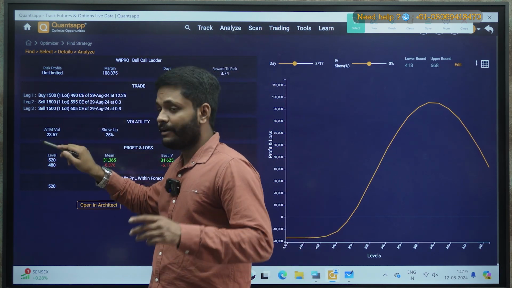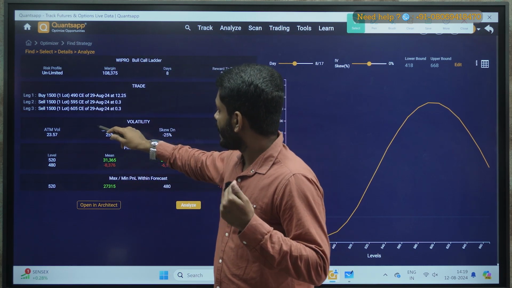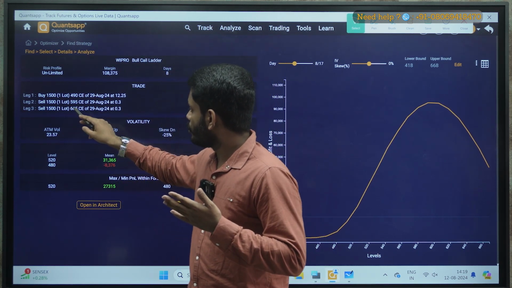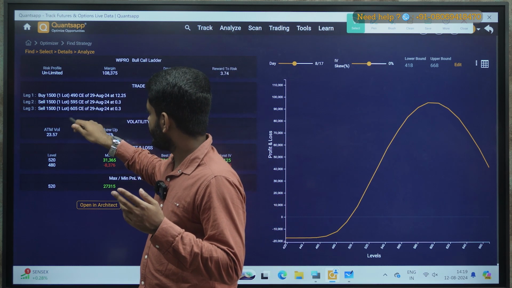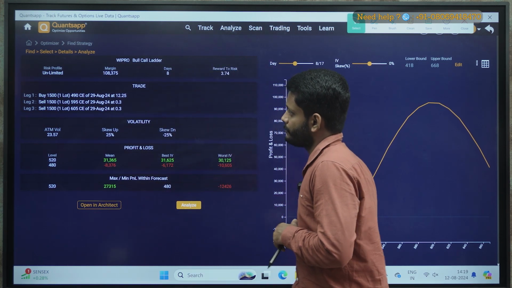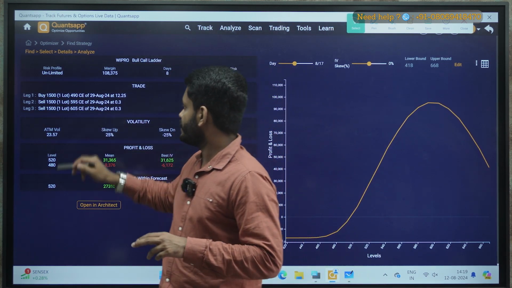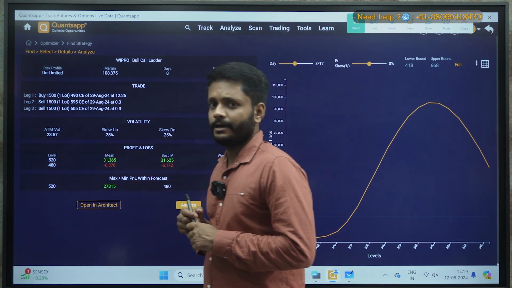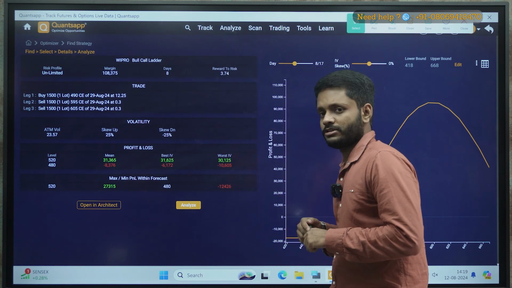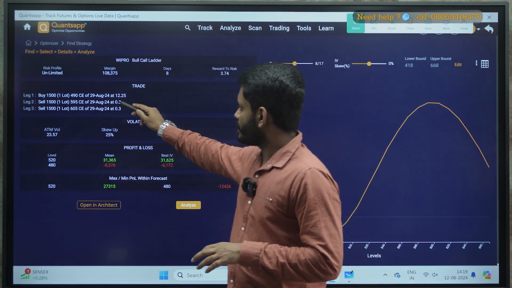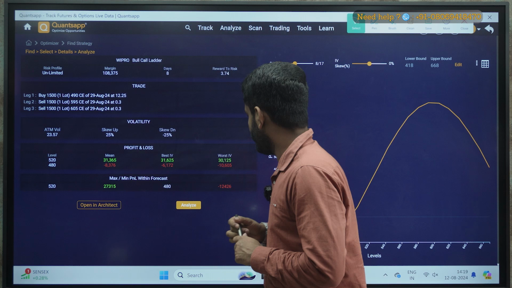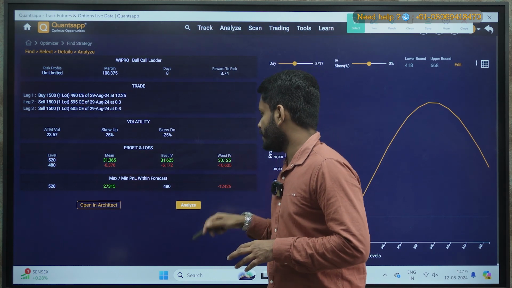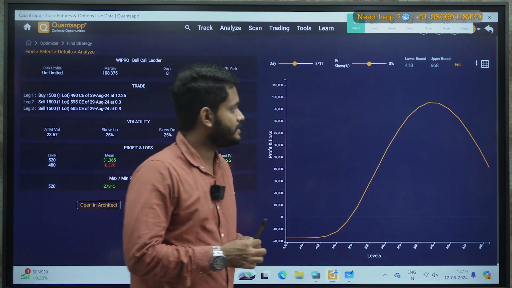That is, I'll be buying one ATM, I'll be selling two deep OTM, say 595 and 605. Sorry, 595 and 605. Two deep OTMs I'll be selling, I'll be buying one ATM. Correct? So this is how you are supposed to trade. So it has automatically given you. Now here the loss is 12,426, profit is 27,375.